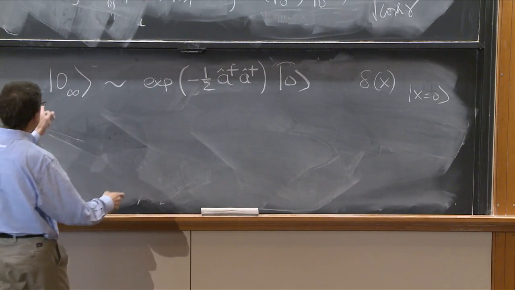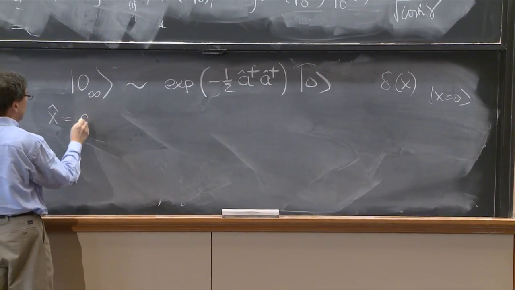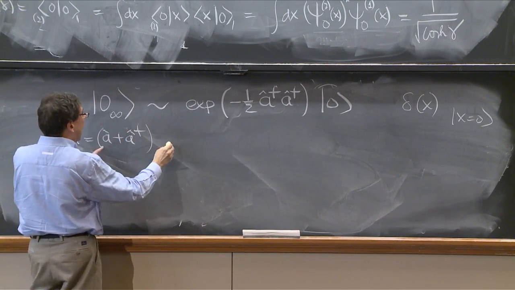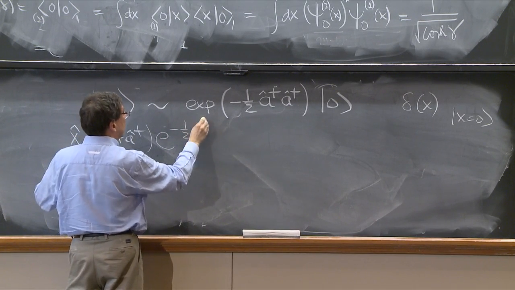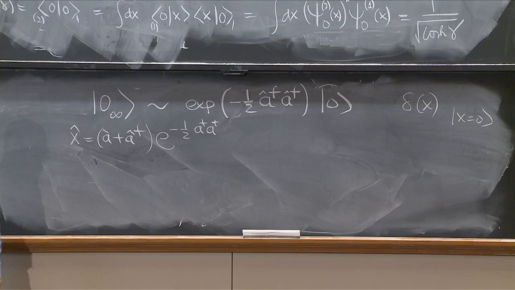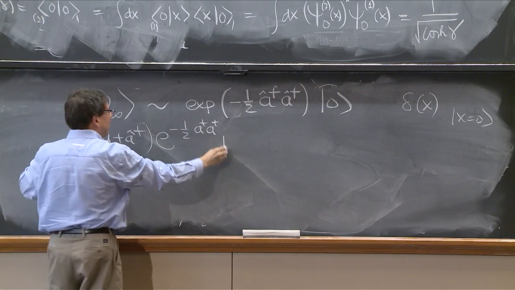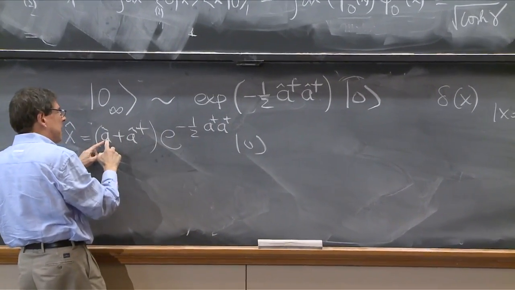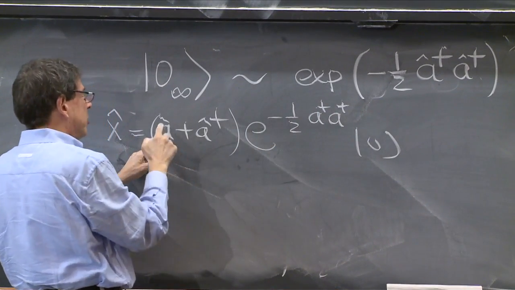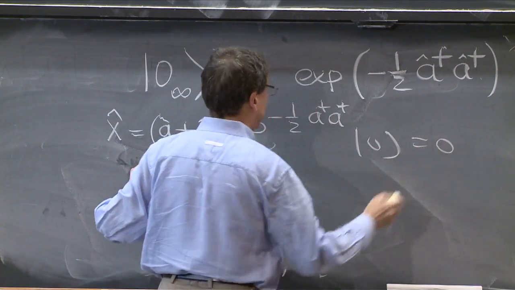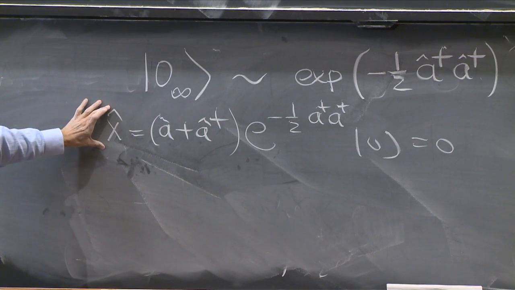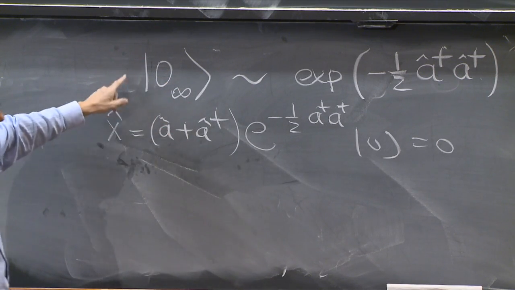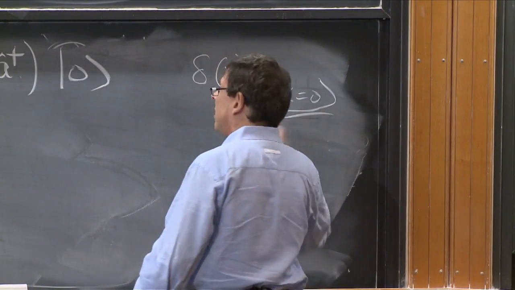And indeed, if you act with x on it, x, remember, is a plus a dagger, act on this exponential. Now, do you remember how to do that? This a dagger doesn't do anything, but the a goes here, and it's a trivial commutator. You get minus a dagger. So it actually kills this and gives you 0. So in fact, the x position operator acting on here gives you 0. It looks like it is really the state x equals 0.